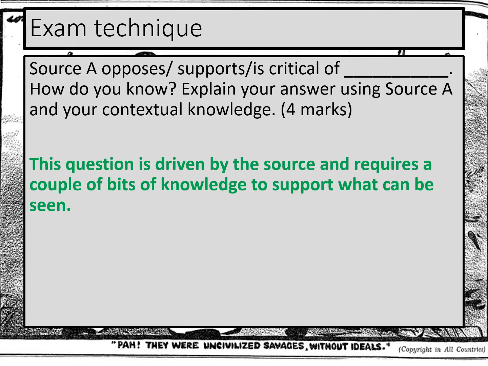The first type of question that we're going to be looking at this week is a 4-mark source question. So this is one of those questions where it's: Source A opposes, supports, is critical of something. How do you know? Explain your answer using the source and your contextual knowledge. So this question is driven by the source and requires a couple of bits of knowledge to support what can be seen. So you pick out what the source says and you support it with a little bit of knowledge.